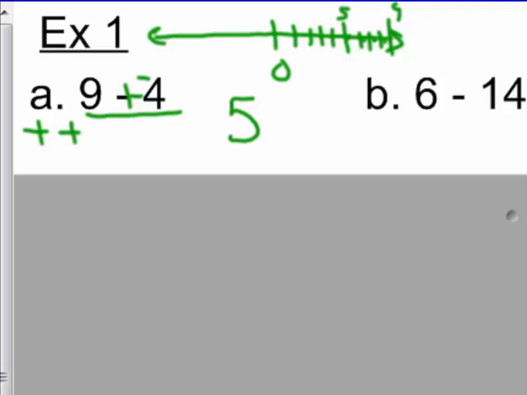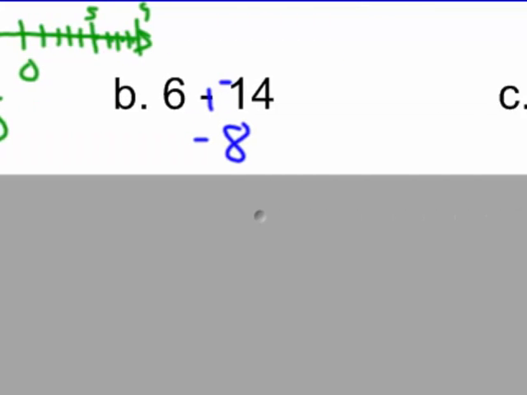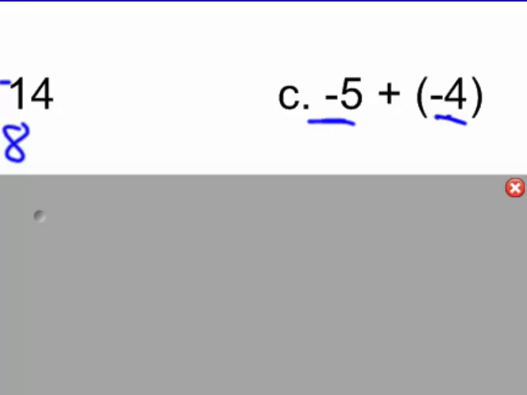Some other people like to think of it as pluses and minuses, positives and negatives, and they kind of cancel each other out. So I have 9 positives, I have 4 negatives. When they cancel each other out, what am I left with? Which do I have more of? I have more positives. How many more? I have 5 more positives. If I look at B, it's 6 minus 14, or 6 plus negative 14. When I think about it, which are there more of? There's more negatives. How many more negatives? 8. So the answer is negative 8.